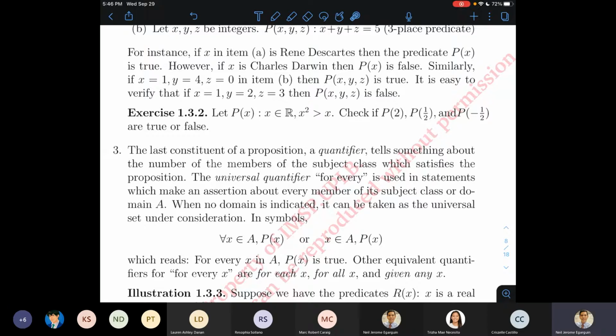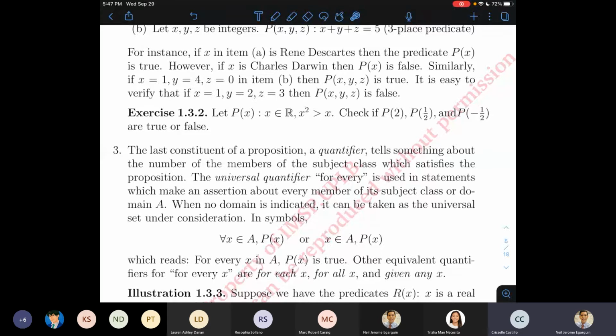Okay, go Crizel. P of 2 po is true because if x is equal to 2, then 2 squared po is greater than 2, which is 4 greater than 2. So P of 2 is true. All right, thank you, Crizel. That's correct. So you'll get 1 point for recitation today.